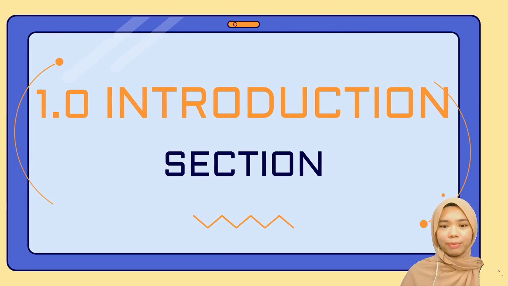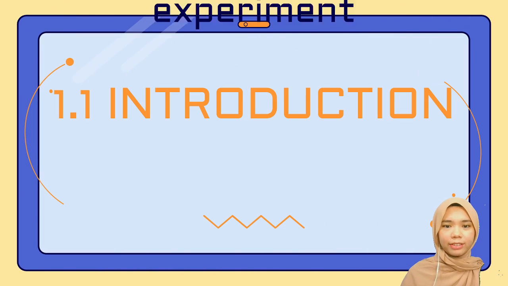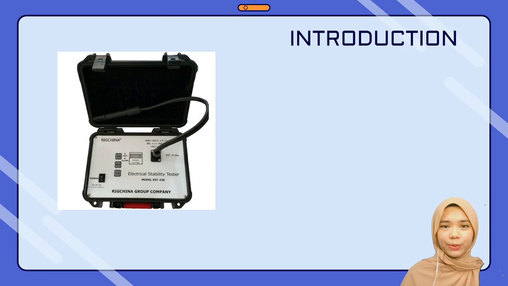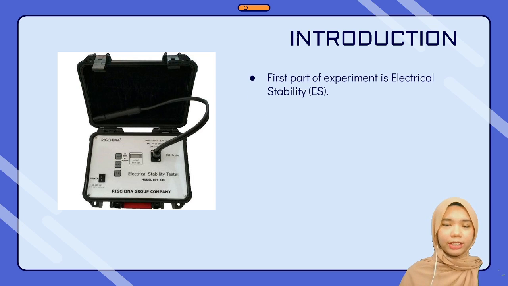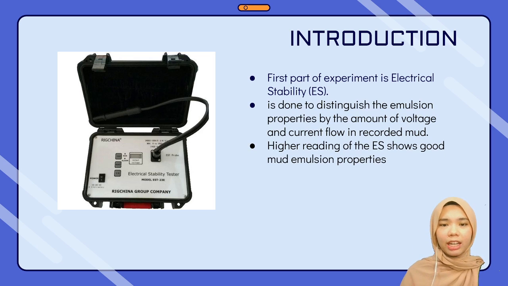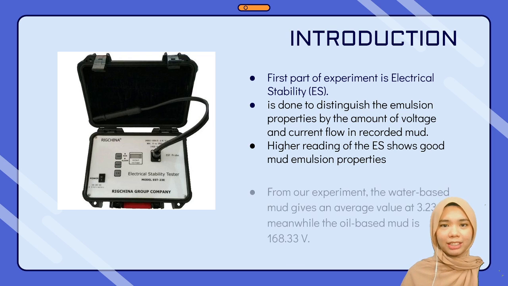For introduction, part A of the experiment. I'll be introducing you to the electrical stability tester, or in short, ES. This first part of the experiment uses the electrical stability equipment. It is done to distinguish the emulsion properties by the amount of voltage and current flow in recorded mud. A higher reading of the ES shows good mud emulsion properties.